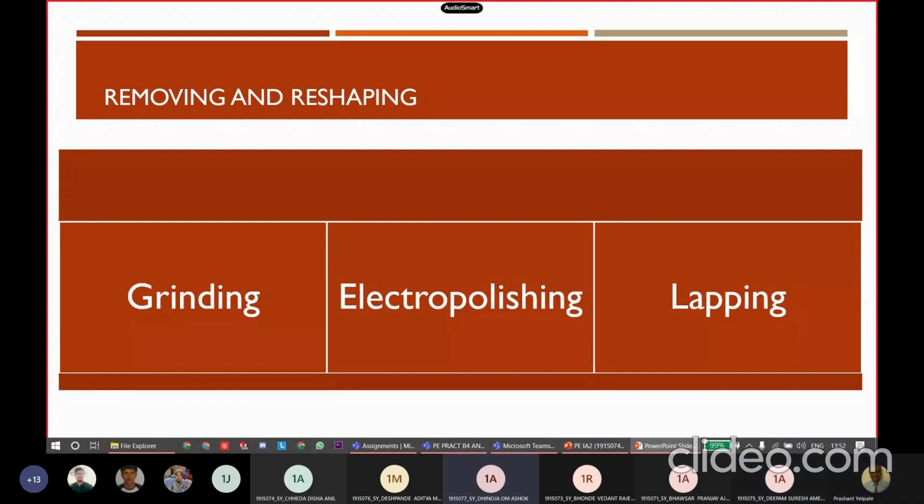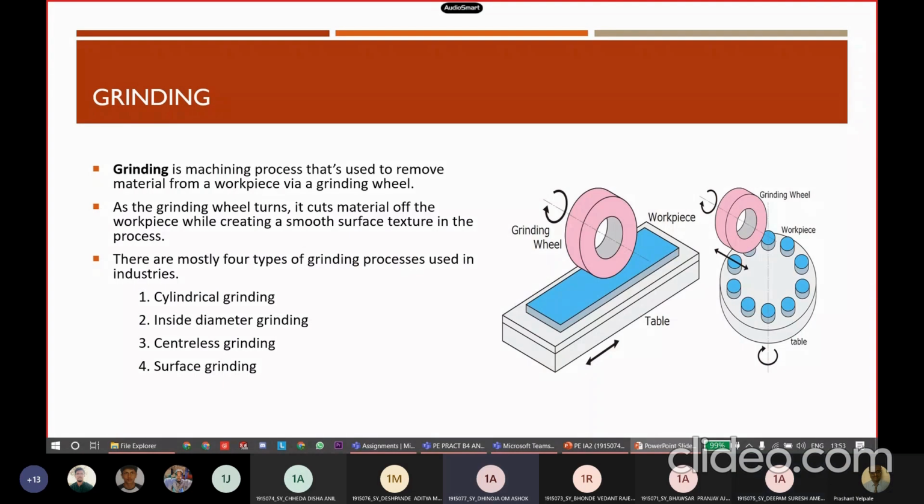So the next thing is removing and reshaping. It is mainly used to alter the surface of the workpiece and attain a desired finish by removing or reshaping it. So the first method used in it is grinding. Grinding is used to produce a smooth finish on a flat surface.